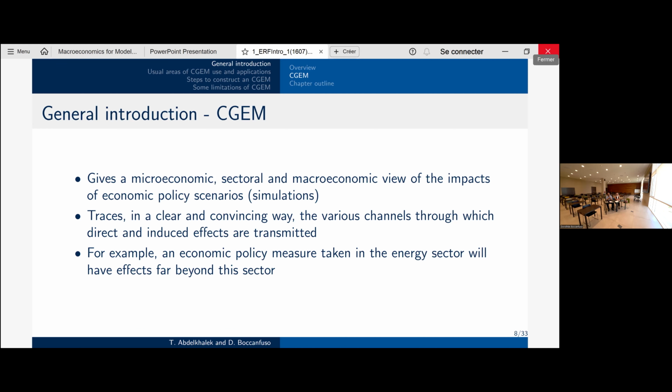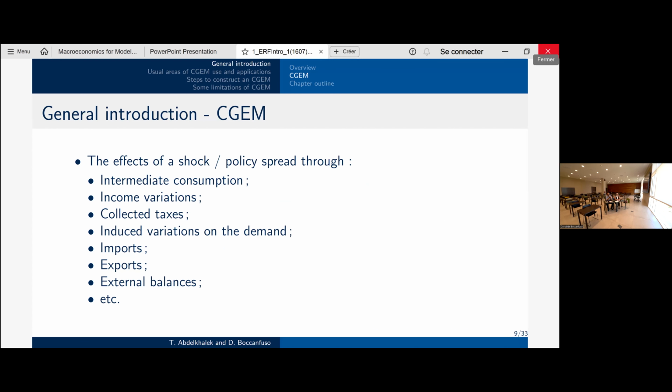For example, if there is a subsidy on the energy sector, or an increase in production in the energy sector, or a decrease in supply in the energy sector, we have many effects in the energy sector, but also beyond that, in all other sectors. We can have the impact of the shock or the policy. The shock can be extra-economic, and it can also be a policy. So we can look at the consequence of this policy on intermediate consumption.